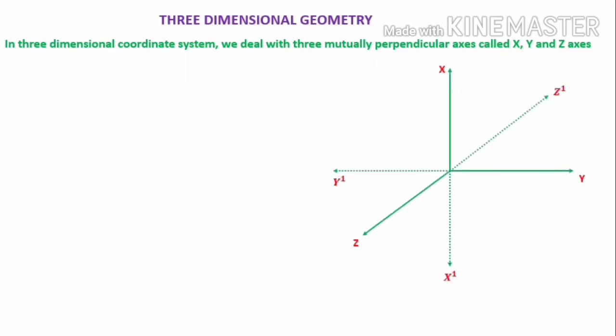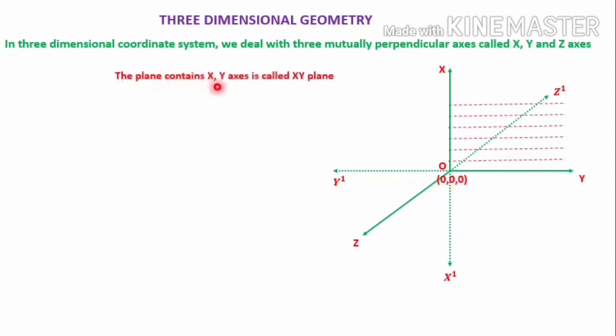Let's begin with the basics. In the three-dimensional coordinate system, we deal with three mutually perpendicular axes called x, y and z axis, that is x', y' and z' axis. The intersection of all these three axes we call the origin, and the coordinates of the origin are 0, 0, 0.